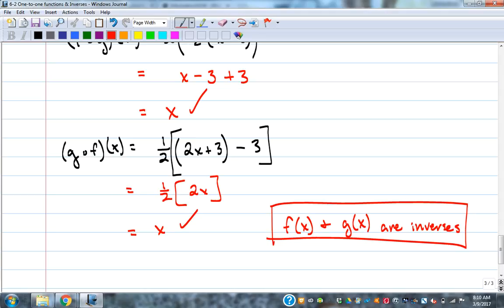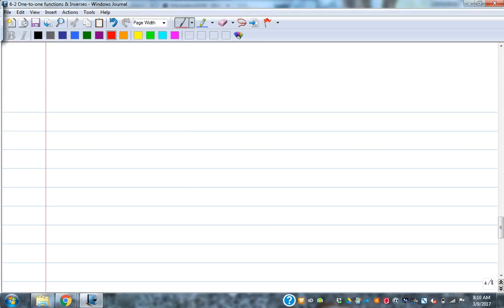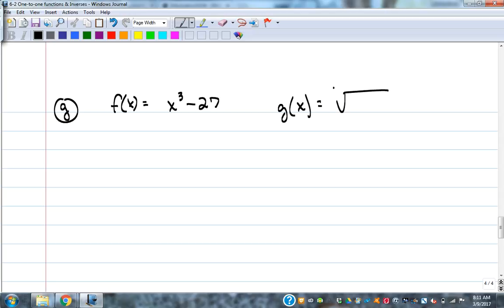Let's do another one. f of x is x cubed minus 27, and g of x is the cube root of x minus 3. We want to verify whether or not these are inverses of one another. So just start with f composed with g of x. So that means we're taking the cube root part and putting it in the place of x. So that's the cube root of x minus 3, cubed, minus 27.